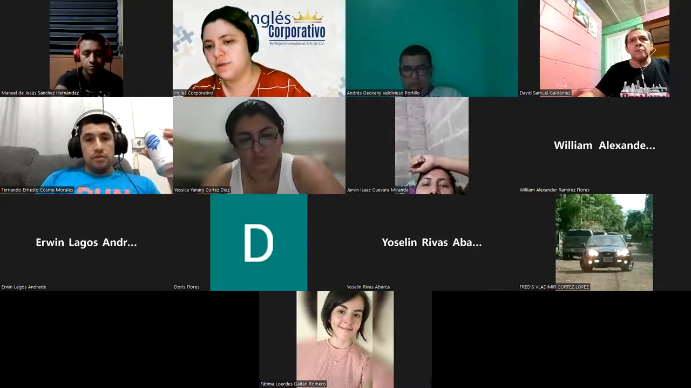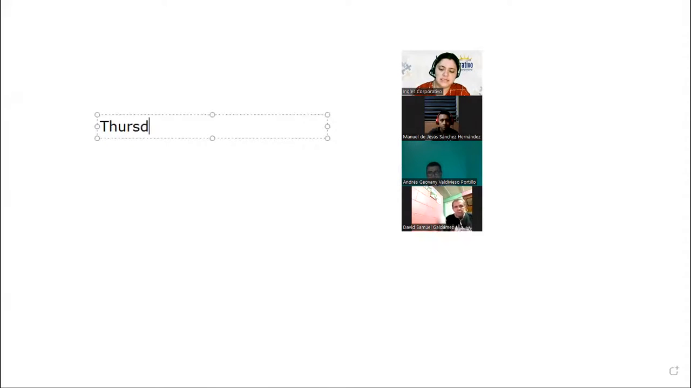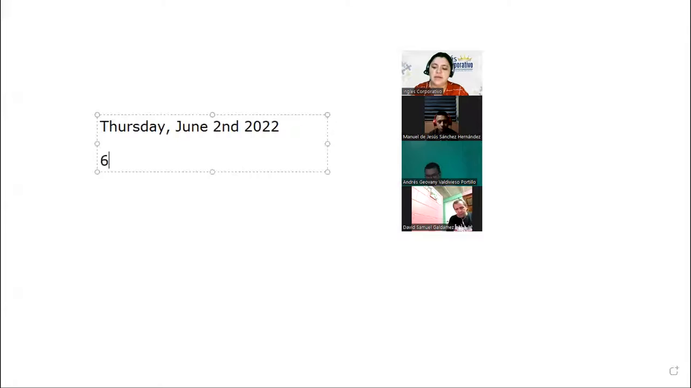Okay, so when typing the date in English, first is the day, then the month, and it should have a capital first letter. Then the day with the ordinal ending, like second, and then the year. So this will be the correct way of typing the date in English. Even though it's fine to write 6/22, or just June 2nd, the whole date in English needs to follow this structure.